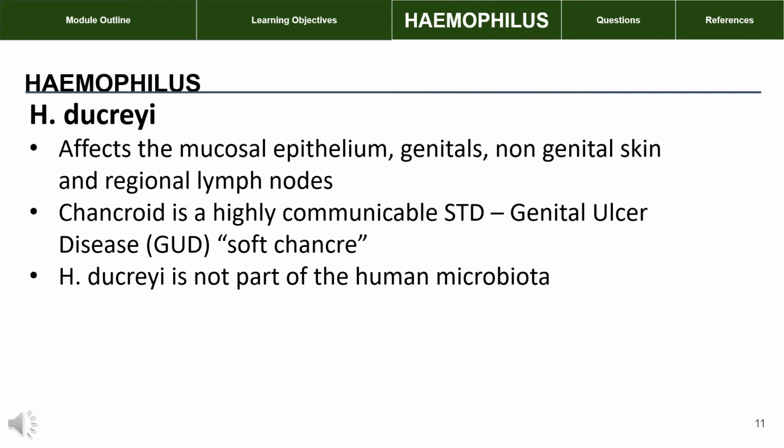Next, we have Haemophilus ducreyi. It affects the mucosal epithelium, the genitals, the non-genital skin, and the regional lymph nodes. What disease is caused by Haemophilus ducreyi? It causes soft chancre, or chancroid, a highly communicable STD, or sexually transmitted disease. Soft chancre is a genital ulcer disease. Haemophilus ducreyi is not part of the human microbiota.